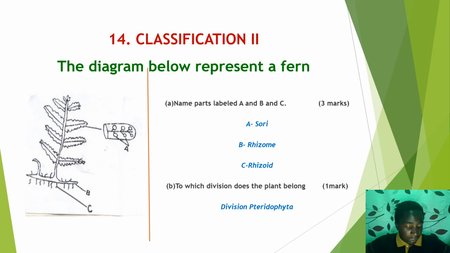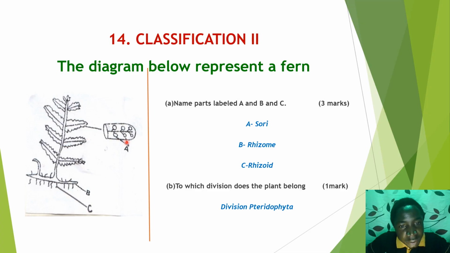Next question, which comes from classification 2. The diagram below represents a fern. So we are to name parts labeled A, B, and C. So this is part A. Part A, you see, it is a magnification of this part, and then we have structures that have been labeled.